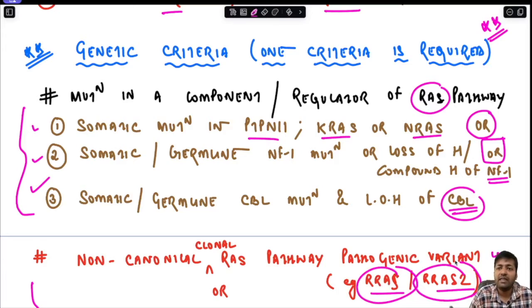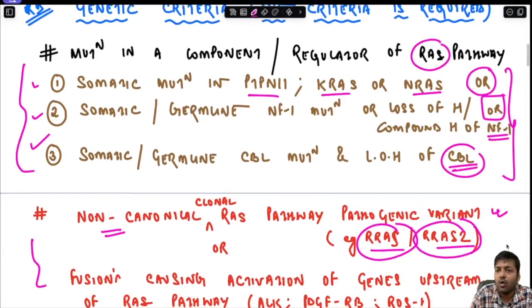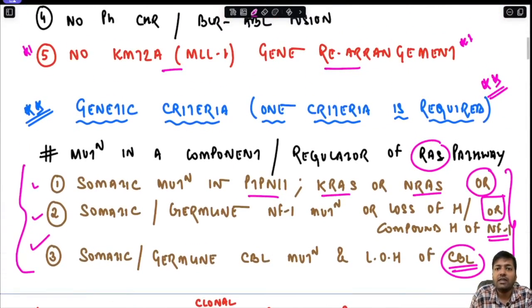Now actually, mutations in both these groups of genes cause upregulation of the RAS pathway only, but there is a difference in the GTPase hydrolysis or GTPase activity. As a result, these are called non-canonical and these are called canonical. If you don't understand, it is alright. I just wanted you to understand the concept of canonical and non-canonical. But remember, both of these classes of mutation are upregulating the RAS pathway. So either any one of them should be present or this should be present. So under the genetic criteria, one criterion is required.